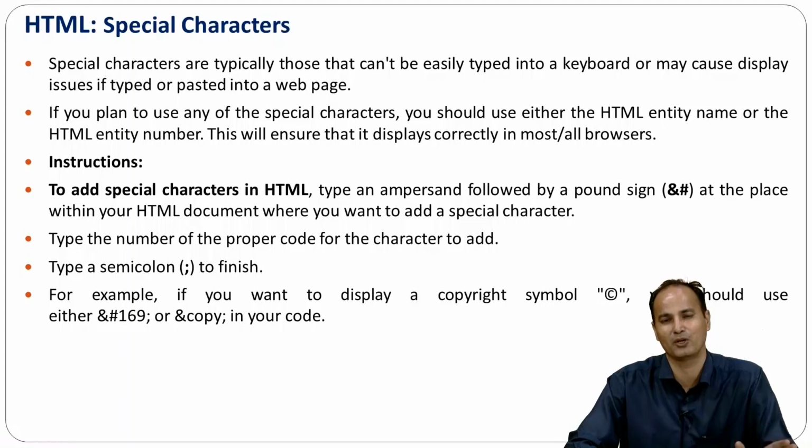Once the semicolon is there, it is assumed that your special character is terminated. For example, if you want to display a copyright symbol, then we should use either ampersand hash sign 169 semicolon or ampersand copy semicolon in your code. It will display the copyright symbol on our HTML web page.